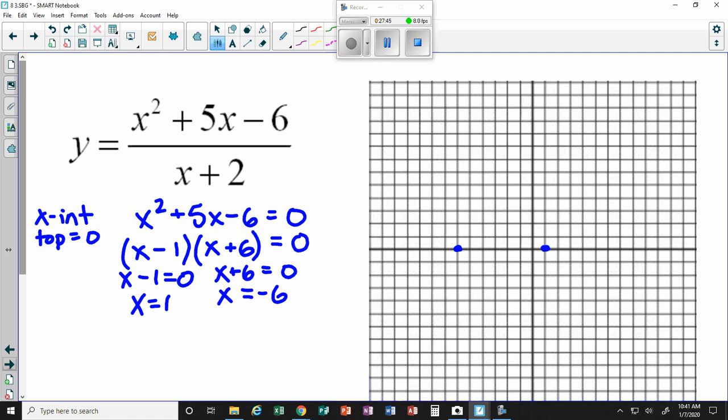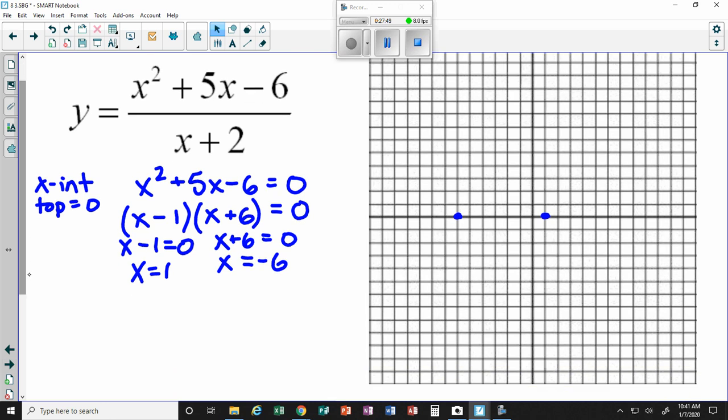Now I need to see my vertical asymptotes. So a vertical asymptote is when the bottom equals 0, right? So when does x plus 2 equal 0? When x is negative 2. So the vertical asymptote is at negative 2.